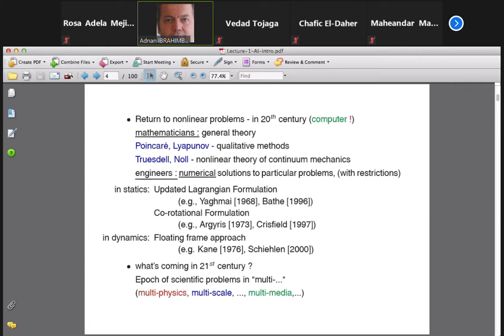So in terms of formulation, the most famous work at that time were Truesdell and Noll, who developed the nonlinear theory of continuum mechanics. These are very famous books, but they only studied the theoretical formulation. On the other hand, the engineers had already studied numerical implementation, and they came to it by a linear theory. So we have works, many of them coming from Berkeley.